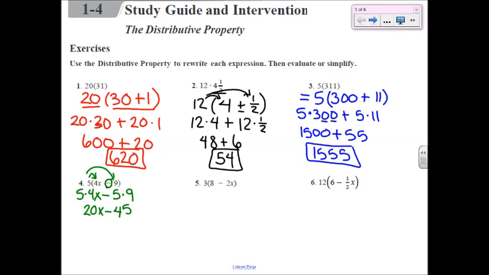And since they didn't tell me what x equaled, this is as far as I can go because I don't have any like terms to combine. Remember, a like term has the same variable and the same power on the variable, which is not the situation I have here.